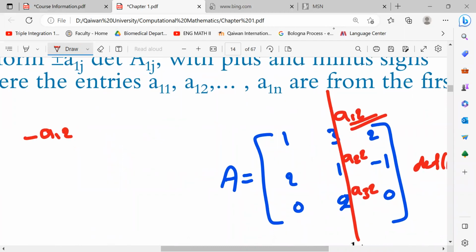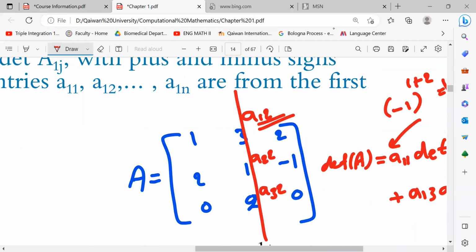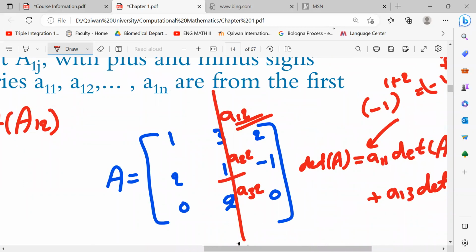Look, if you take that column, we say it is -A12. Why negative? Because it is in the first row and second column, which was 1 plus 2. -1 to the power 1 plus 2 is negative. So the determinant of A is -A12 times the determinant of capital A12. The same. Then this one, A22, is its coefficient positive or negative? It's positive because 2 plus 2 is even, so it's positive.